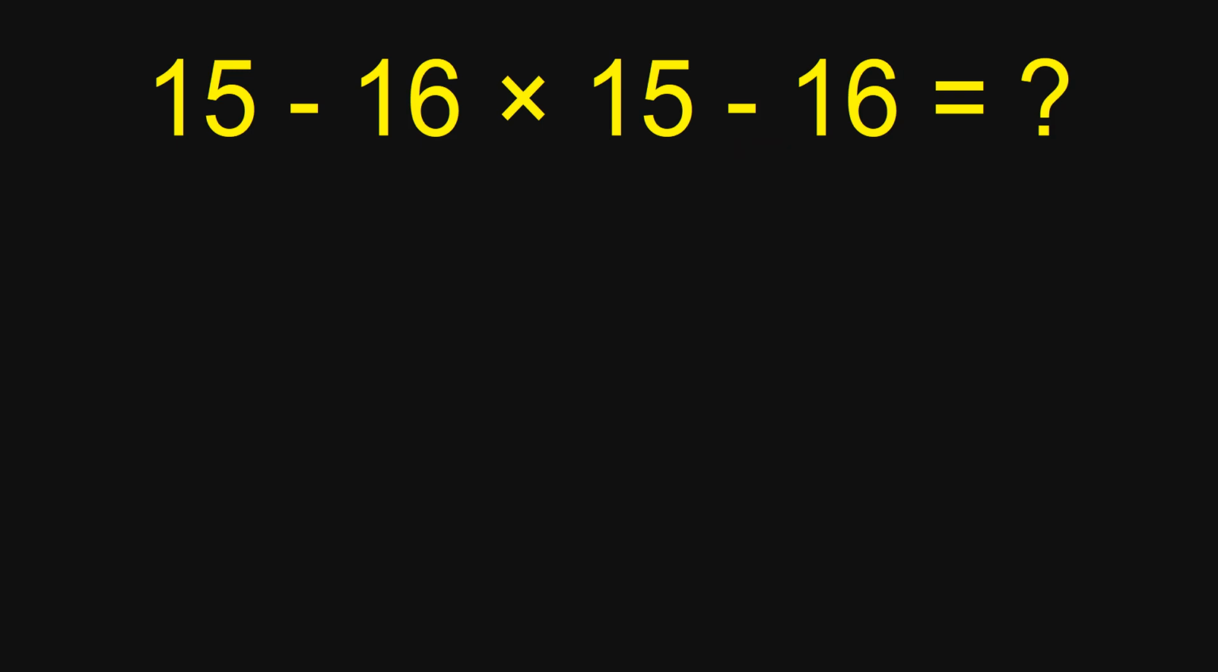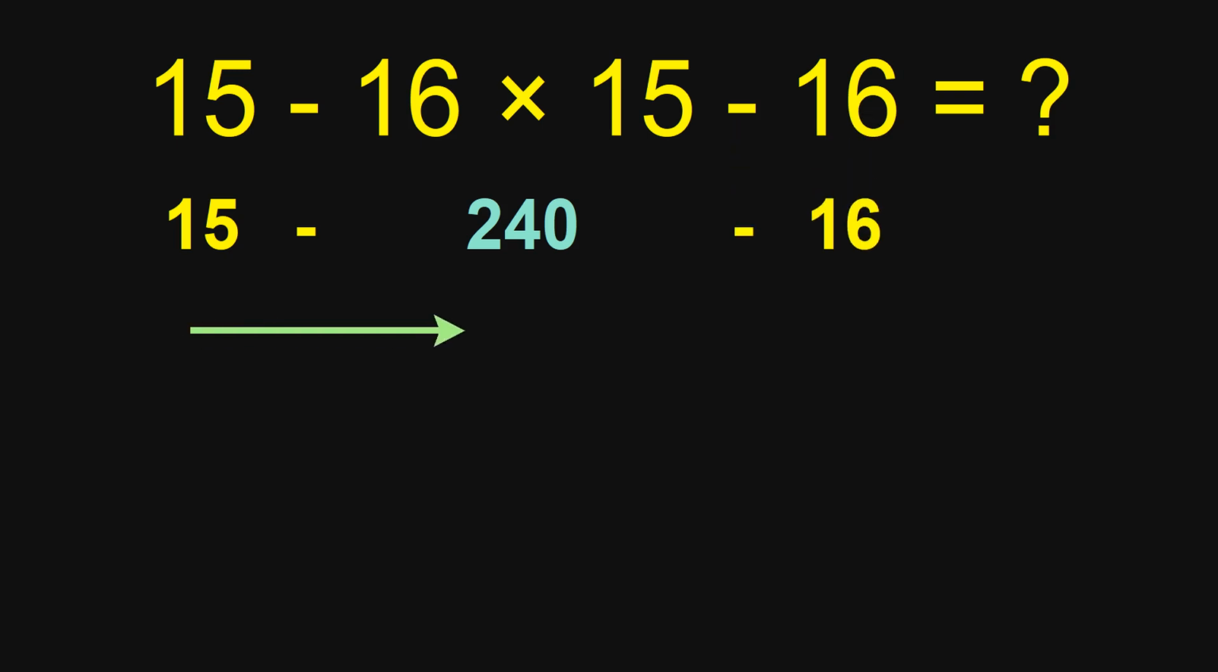So let's start our solution. We first start with this multiplication: 16 times 15, which equals 240. Now you can write the problem as 15 minus 240 minus 16, and you must work from left to right.